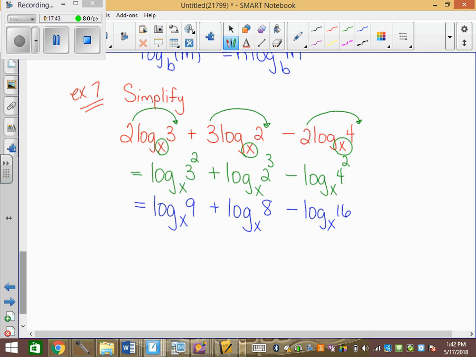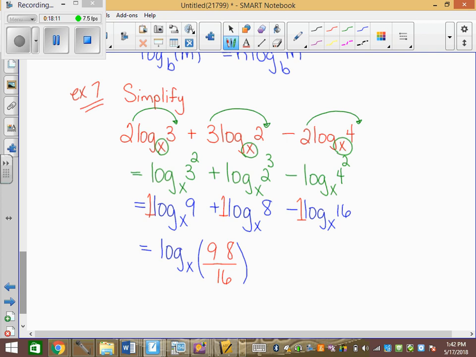Could we have put them together before that? Absolutely. We could have, but it would have been really ugly. So if you can get around it, then don't. So we're going to go log base x. Anything with a positive 1 in front goes to the top. So this has a plus 1 in front, so the 9 goes to the top. This has a plus 1 in front, so the 8 stays on the top. This has a minus 1 in front, so the 16 goes to the bottom.